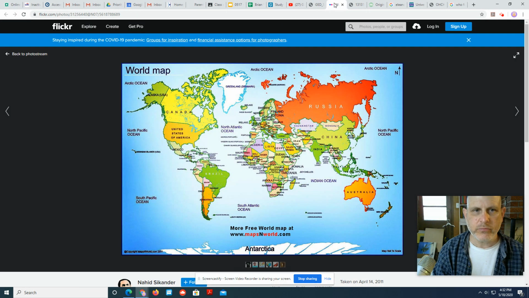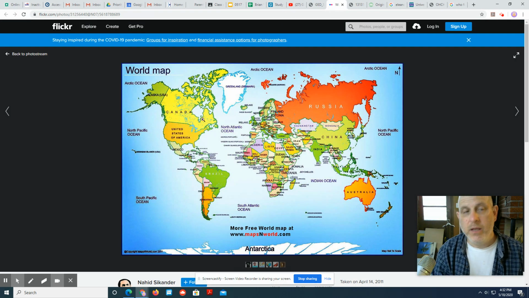So here's a map of the world. You do want to know, relatively, for these tests and just for your life in general and your kids, what the world looks like. You want to know the continents, in general, where things are. Not everything, but you want to know where you are. I'm in the United States. And where's Michigan? Here it is.